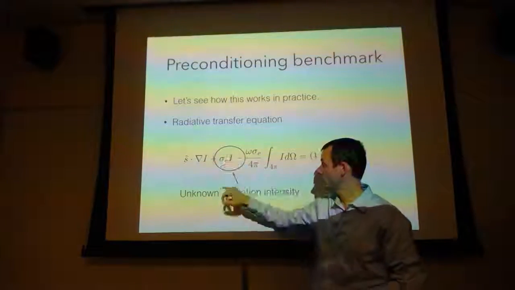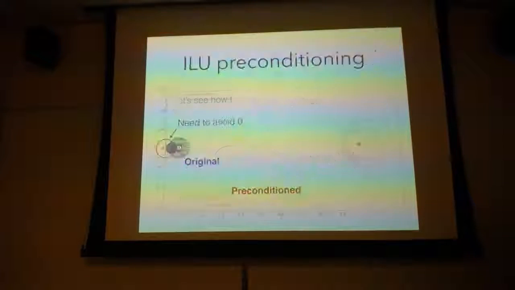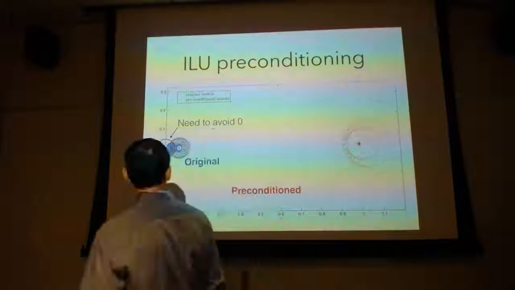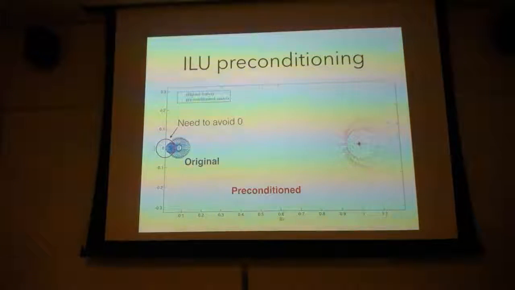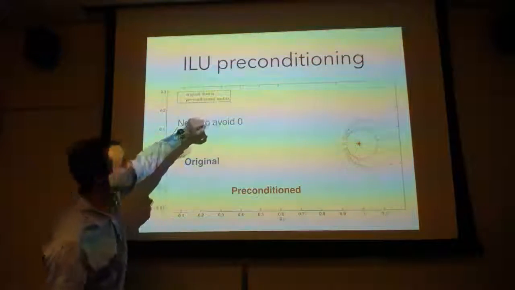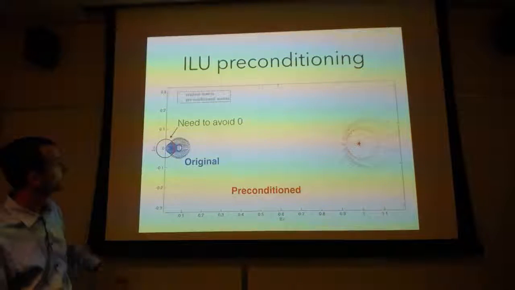We're solving for this radiation intensity, and here I just happen to have this figure, but you don't often see this type of figure because it's rather expensive to produce. But let's say that you apply ILU preconditioning to this problem. It turns out that because of the way this PDE is constructed, ILU works quite well on this matrix. Actually, ILU is a very interesting scheme.